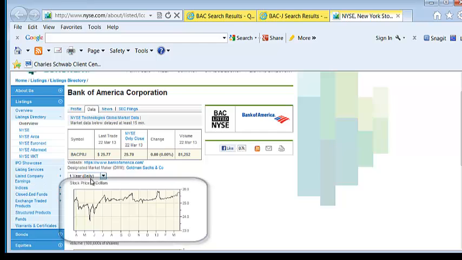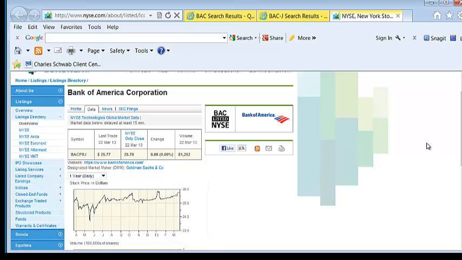Now, this shows you also the yearly price that this preferred stock has undergone. And if you look at the scales, $24 to about $26. So it doesn't have a lot of variations, not near as much as the common stock. But it does fluctuate some depending on supply and demand.